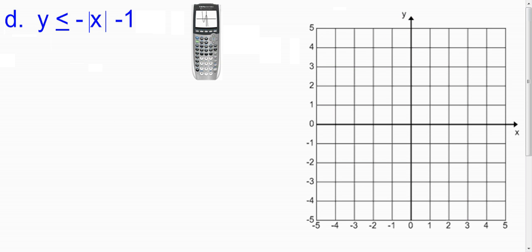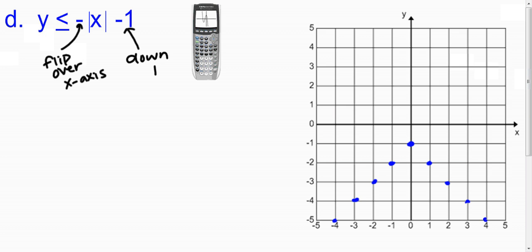This one we're going to try to do without our calculator. This negative right here, we'll flip it over the x. And this negative right here, because it's on the outside of the absolute value symbol, we'll take the graph and move it down 1. My graph now will look something like this. It's moved down 1 and it's flipped. It's an underlined inequality symbol, so I will connect those with a solid line.